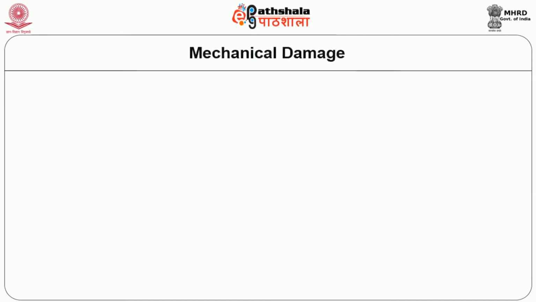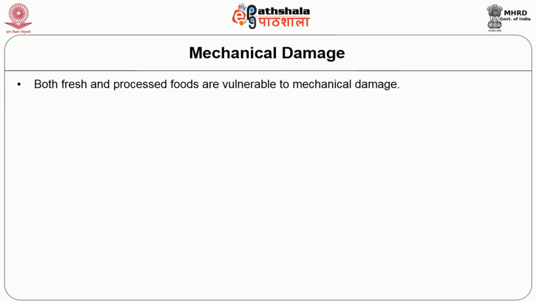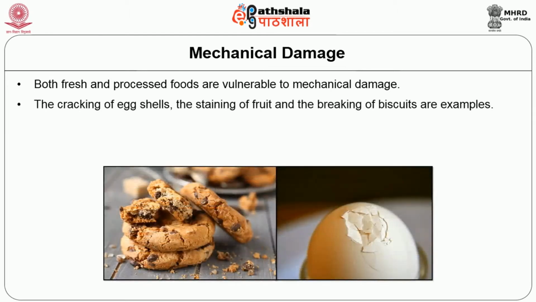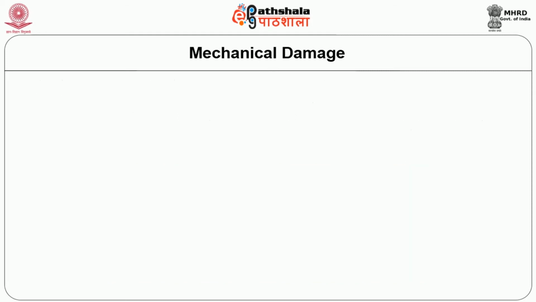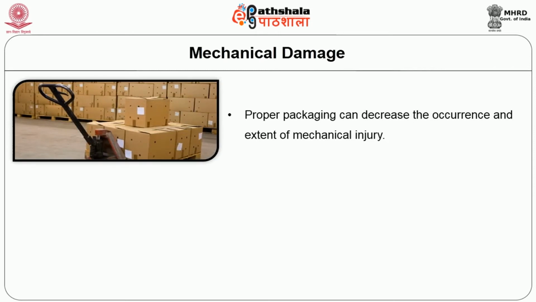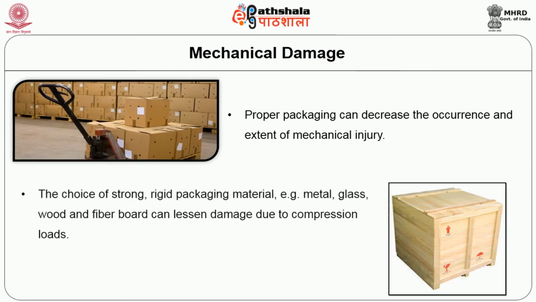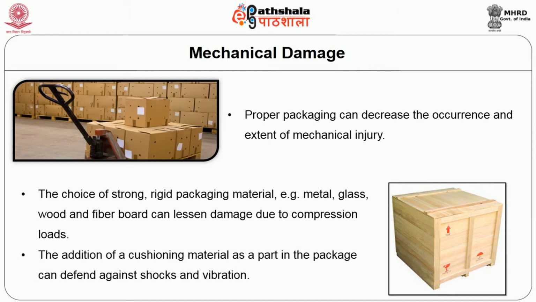The next parameter is mechanical damage. Both fresh and processed foods are vulnerable to mechanical damage. The cracking of eggshells, the bruising of fruits, and the breaking of biscuits are examples. Such damage may result from sudden collision or shock during handling and transport, or vibration. Proper packaging can decrease the occurrence and extent of mechanical injury. The choice of strong rigid packaging material, for example glass, metal, wood and fiberboard, can lessen damage due to compression loads. The addition of cushioning material as part of the package can afford protection against shock and vibration.